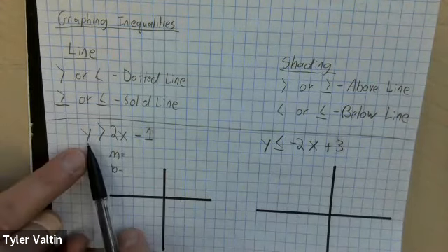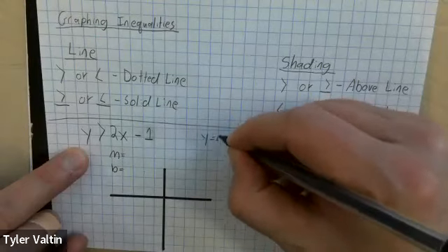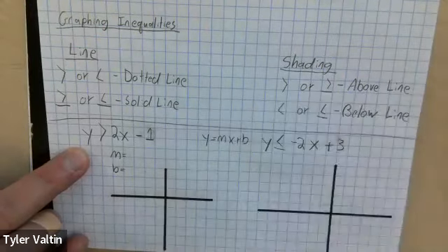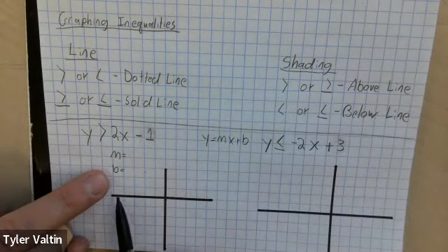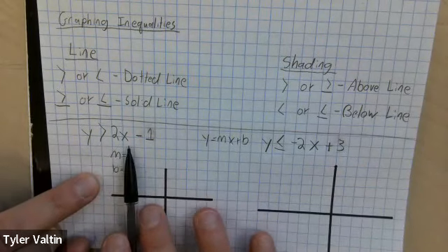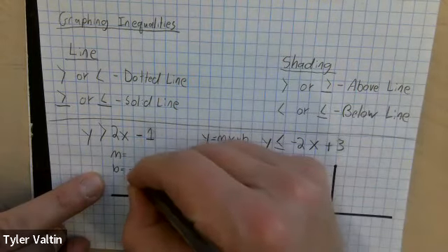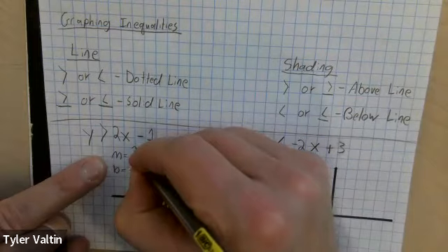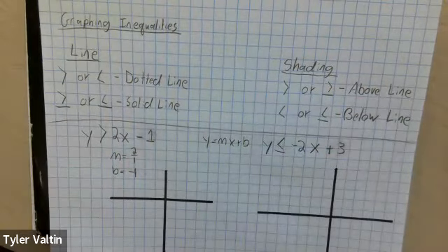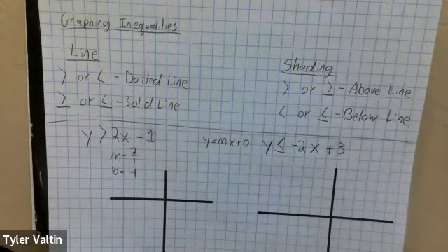So let's just pretend that this is in y equals mx plus b form, and we're going to deal with that inequality in a second. But first, we need to graph that line. So in this first one over here, our y-intercept is -1, and our slope is 2, but we know that we want to turn that into a fraction, so it's going to be 2 over 1. And now we're ready to graph.